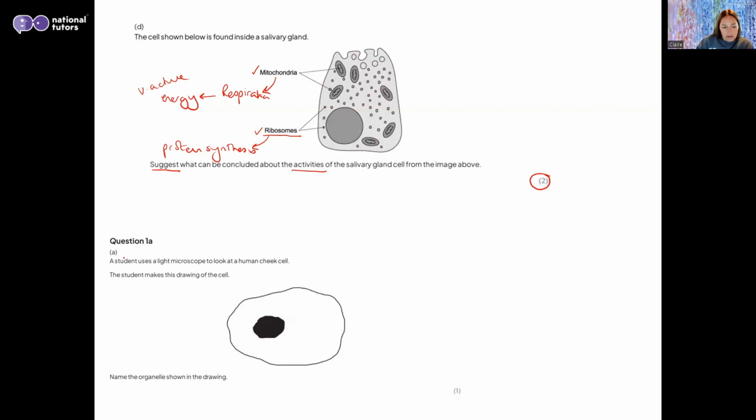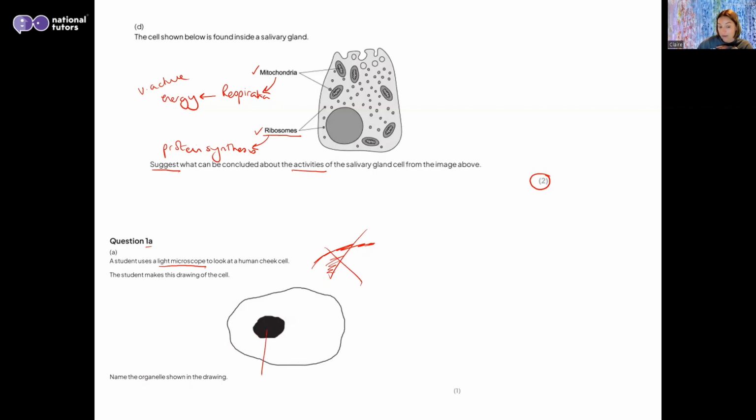This one here, we call it question 1A. A student uses a light microscope to look at a human cheek cell. You can do this yourself at home if you want to. Absolutely fine. I'll show you how to one day. The student makes this drawing of a cell, perfectly drawn for biology. Okay, we don't do any feathering. We don't do this. Oh, look at that, and that's shade in here. Oh, that's nice. But no, never do that. Simple, nice straight lines. Name the organelle shown in the diagram.